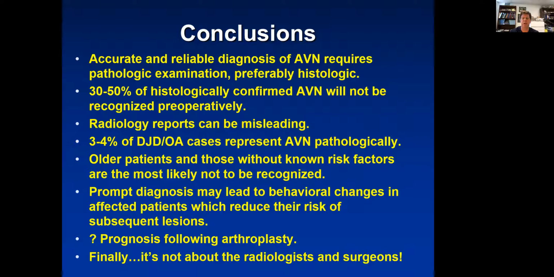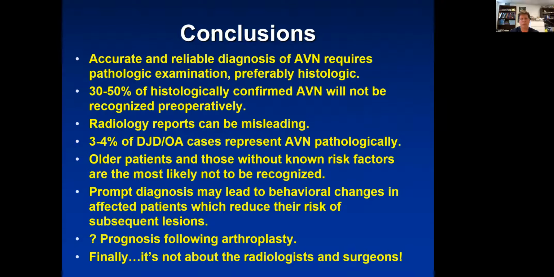And I want to say roughly my unpublished experience is that about 20 to 30% is missed. And we've seen this actually occur not just in femoral heads, but also in humeral heads as well. If you look at our experience and that of Hospital for Special Surgery, 30 to 50% of histologically confirmed AVN will not be recognized preoperatively.